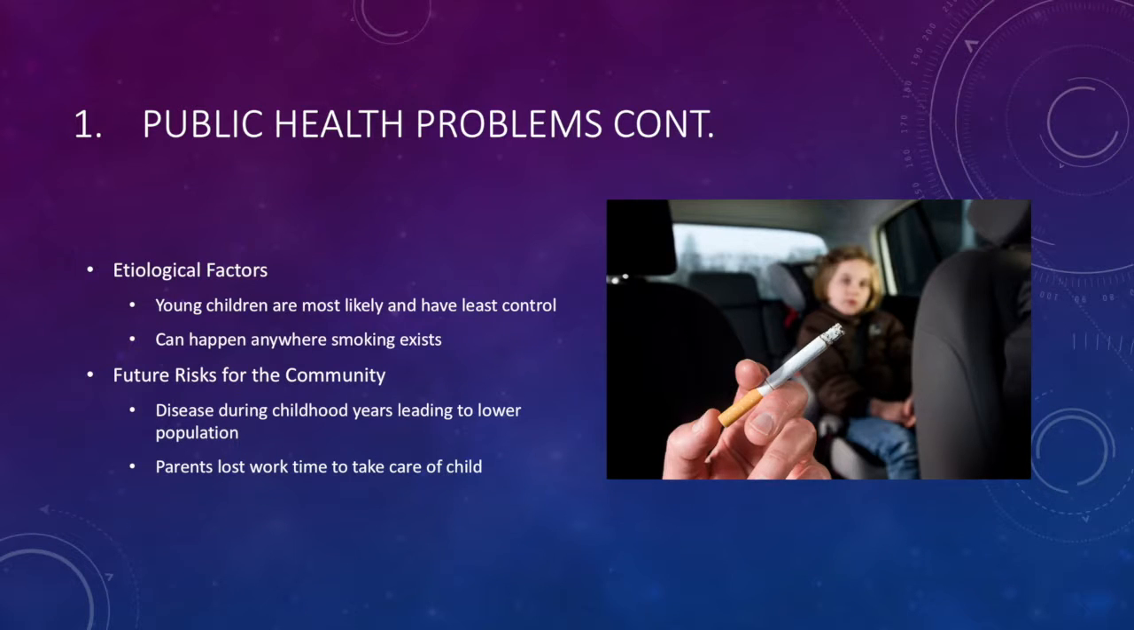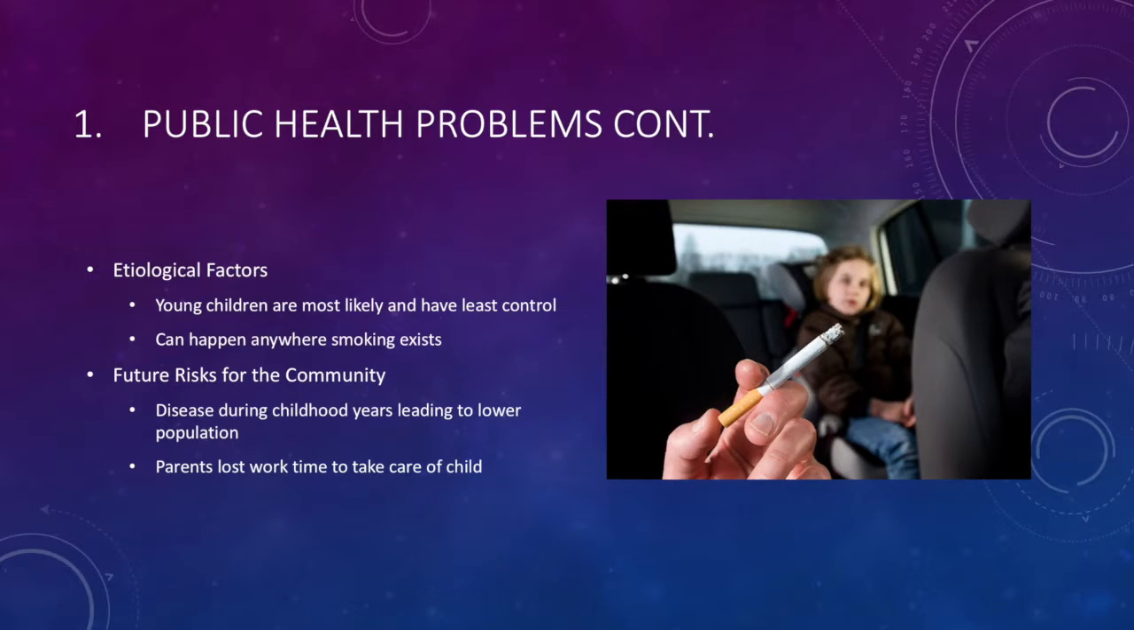Moving on, some etiological factors consist of young children and young adults. It is very common for young children to get this disease since sometimes in a household a parent would be smoking and there was no one to take the children away from them and isolate them from the smoke. So this is why it's very easy for them to contract this disease. It can also happen anywhere where people are smoking.